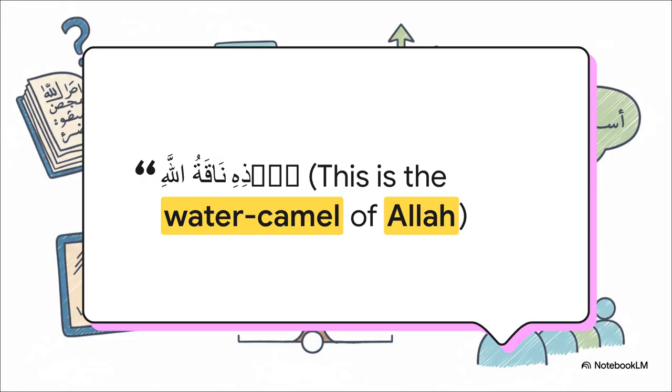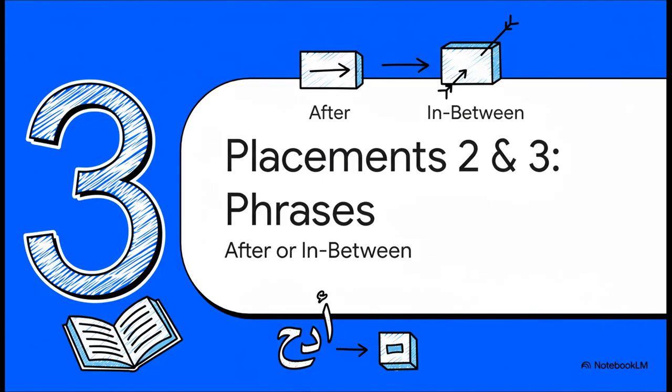And this isn't just some abstract grammar rule. You see it everywhere. Take this really well-known example from the Quran. هذه ناقة الله. The pronoun هذه, which is just the feminine version of this, comes first. And the result? A complete, powerful sentence. This is the she-camel of Allah. The structure is exactly the same as our window example. Okay, so that's rule 1.